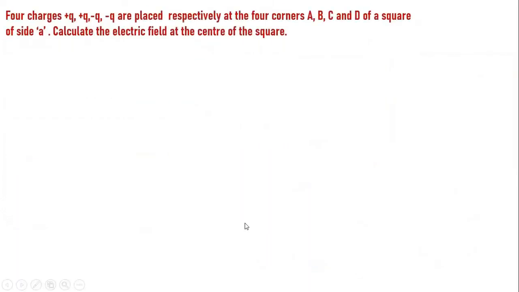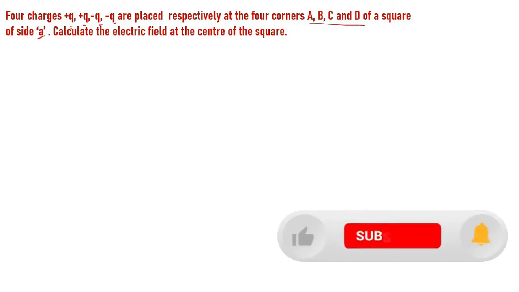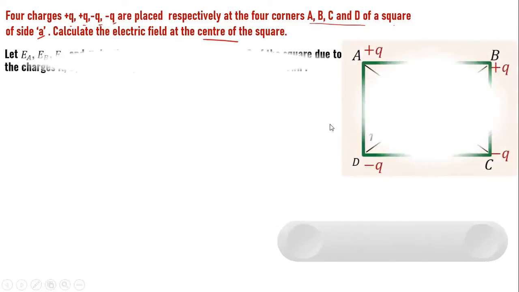Next, let us go to the other question. Four charges plus Q, plus Q, minus Q and minus Q are placed respectively at the four corners A, B, C and D of a square of side A. This time it is a question based on a square. Calculate the electric field at the center of the square. Now let us see how we can depict the given situation.